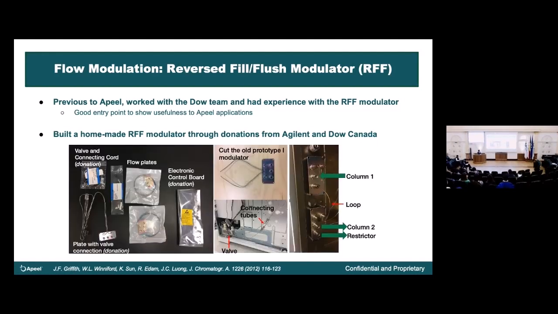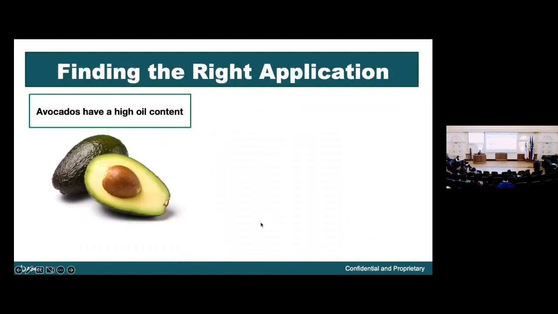So we gathered up all the parts, and some of the most important ones were things like this, where we had this plate at Dow, and it was plugged, so they sent it to us, and it was really a way that we could connect our PCMs to a valve to the flow plates. And so what really hurt, probably more emotionally, was cutting this modulator so that we could then connect everything, but it works, so that's great. Now we have to find the right applications.